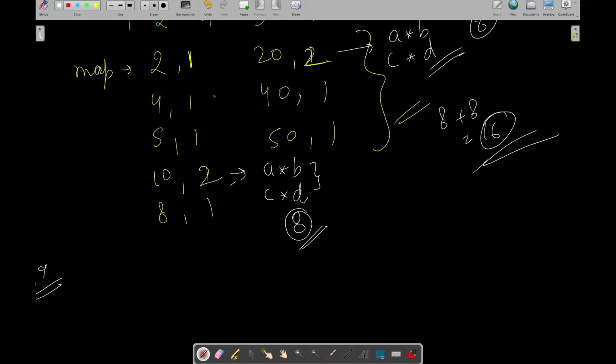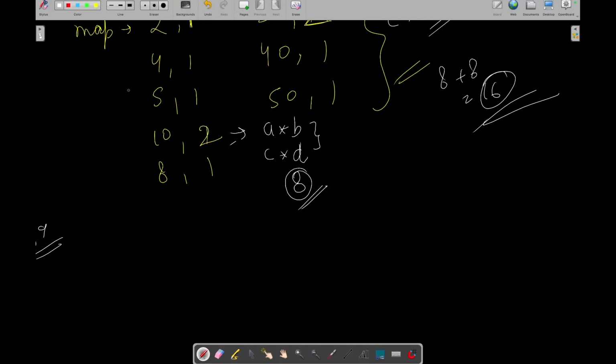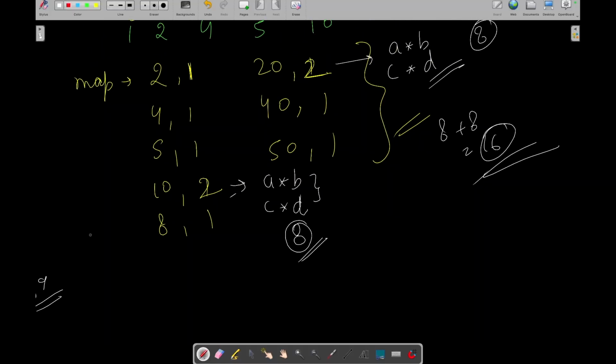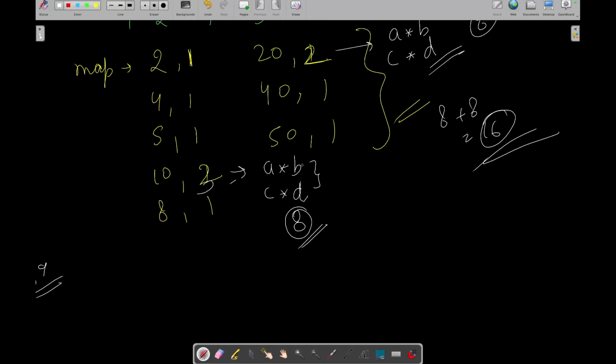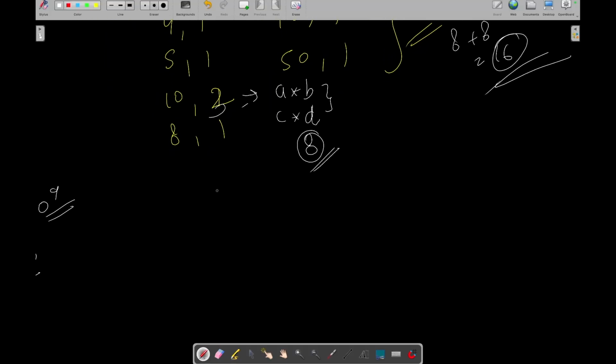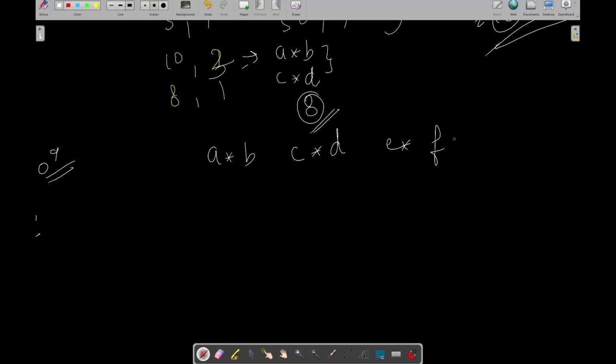Okay, so let's see how we can code it. Let me give you some more intuition. Let's say instead of 10 there was 3. So sorry, instead of the count of 10 being 2, it was 3. So what will happen? Let's see. It means there must exist 3 pairs, A, B, C, D, E and F, right? So how many tuples will exist?